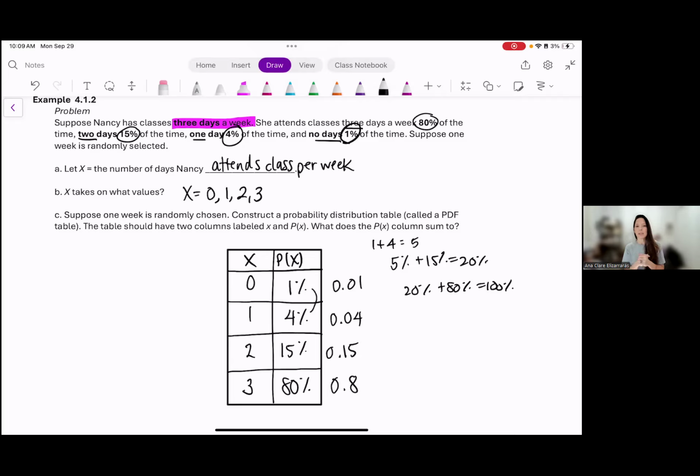What is the probability that Nancy attends class at most 1 day a week? And things like that. We can also calculate the mean and the standard deviation, which we will do in our next video.